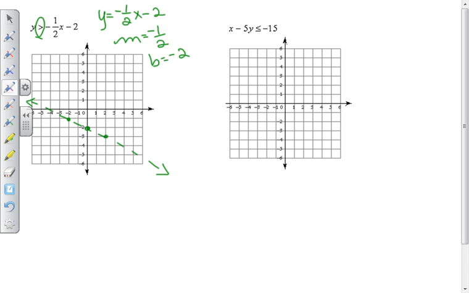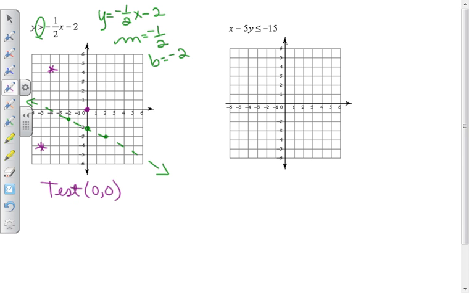And now I'm going to teach you how to shade which side. So I'm going to do what's called a test point. I always test with 0, 0 if I can, because it makes my calculations easier. You can only use 0, 0 if it is not on the line. Remember the definition of the solution of an inequality. It's what makes it true. This inequality divides the plane exactly in half. There's this half up here, or there's this half down here. Everything on one side or the other will make it true.